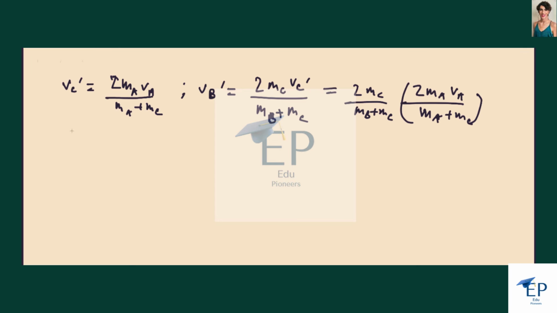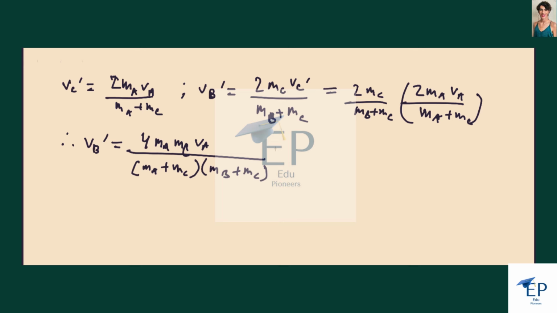All right, therefore VB prime simplifies to 4 times MA times MC times VA over MA plus MC times MB plus MC. Okay, so that's part B.